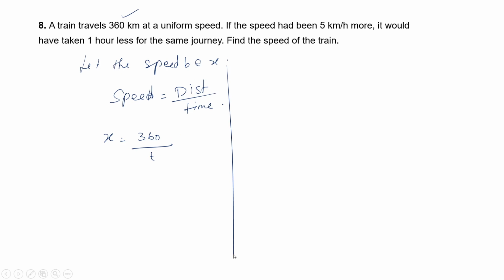Now, if the speed had been 5 km per hour more. x is the previous speed; now it is 5 km more, so it is taken as x plus 5. It would have taken 1 hour less for the same journey. Previously the time was t, now it is 1 hour less. Distance is the same. So now you have 2 equations.